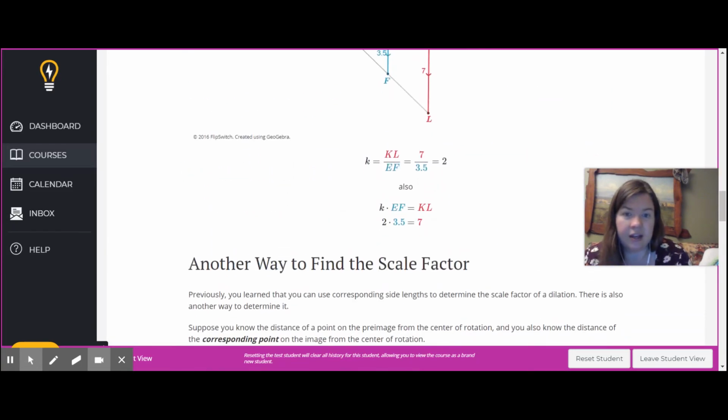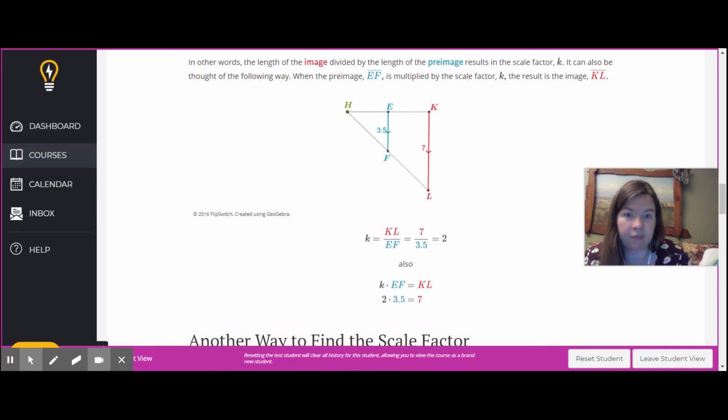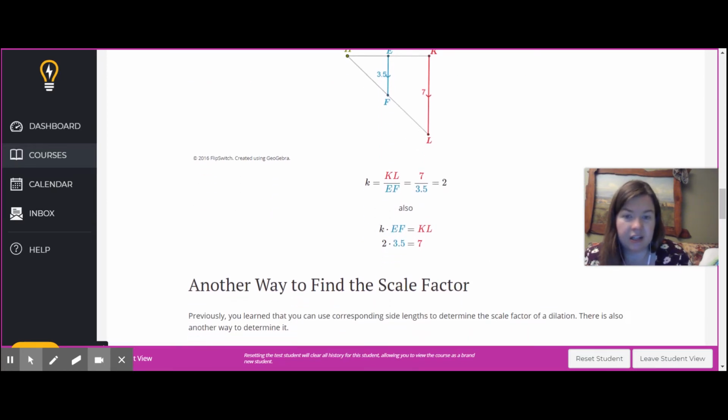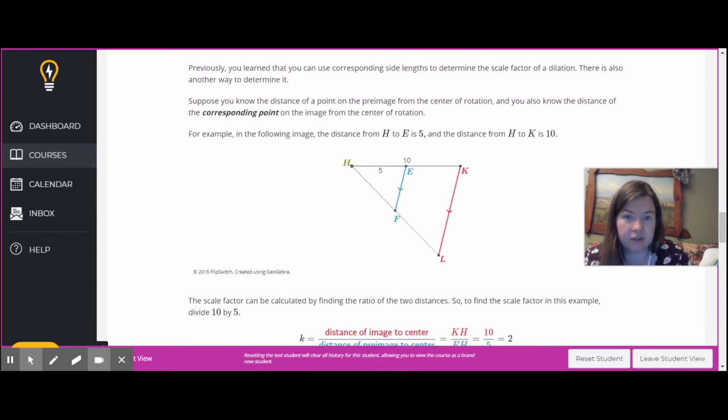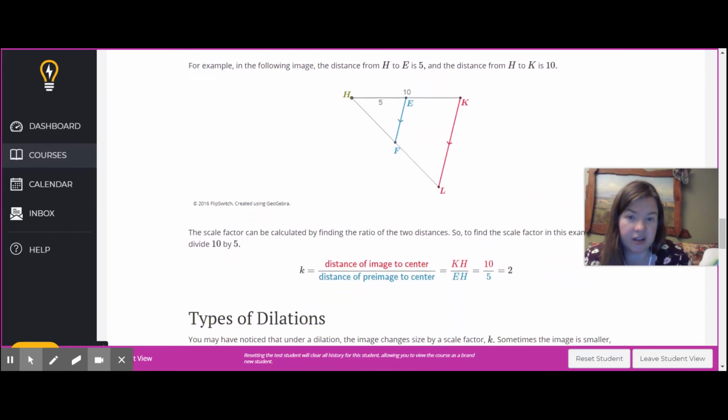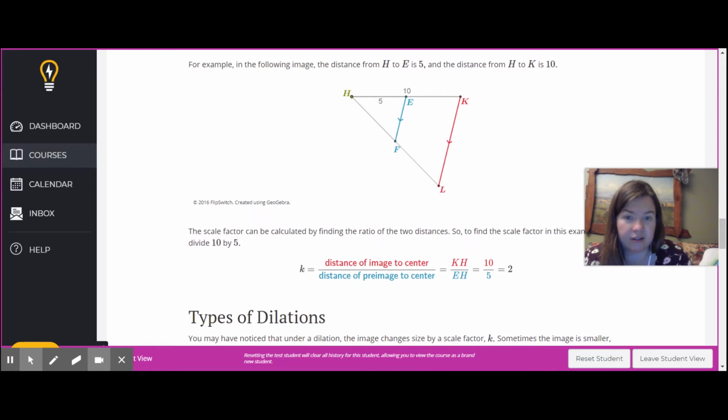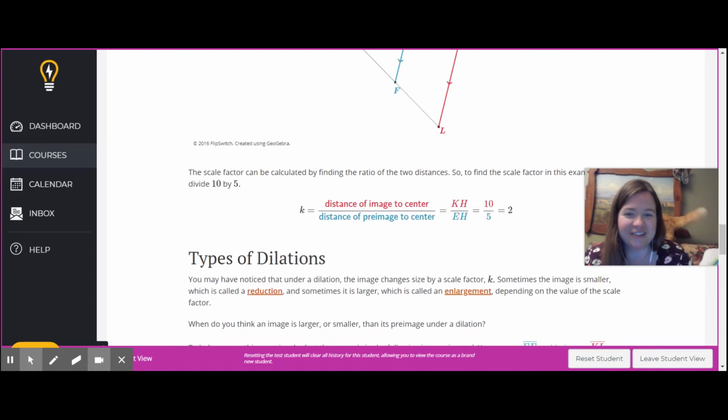Okay, and then, so we can do that scale factor thing. Another way to find it is by looking at other sides. So the distance from the image to the center and the distance from the pre-image to the center.